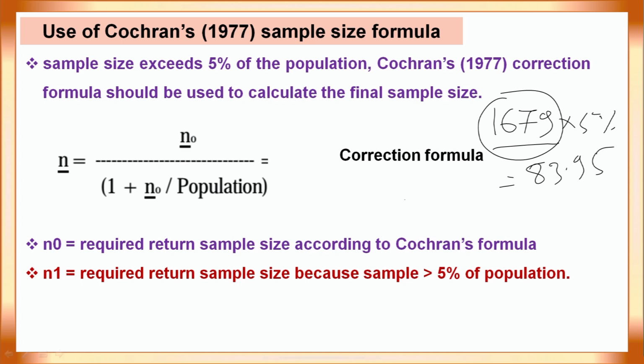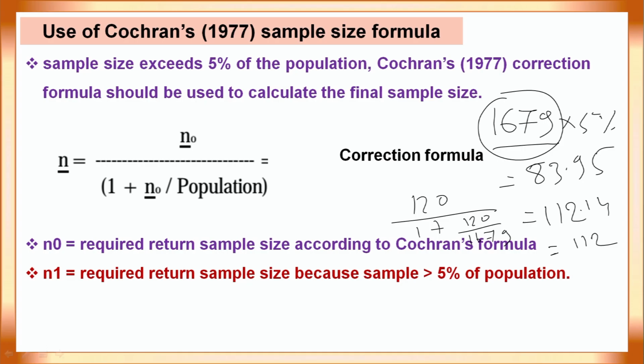So, n0 was 120, so n is 120 by 1 plus 120 divided by your population of 1679. Now, if you solve this one, it will give you around 112.14. That means 112 is the more refined sample size, by taking into consideration that the determined sample size exceeds 5% of the population. Okay. So, next part is that if you remember I told that you have to take into consideration other things like missing values, response rate, non-response rate and all these things.